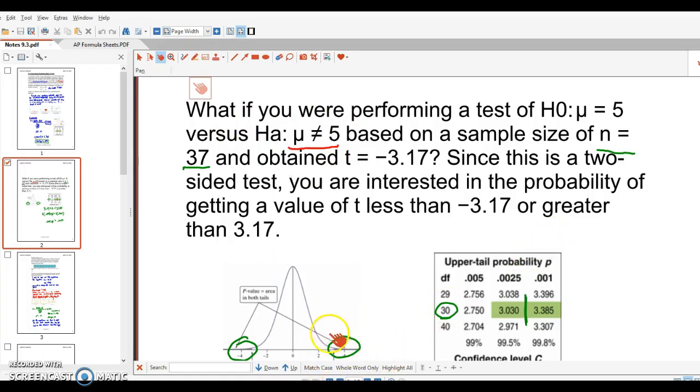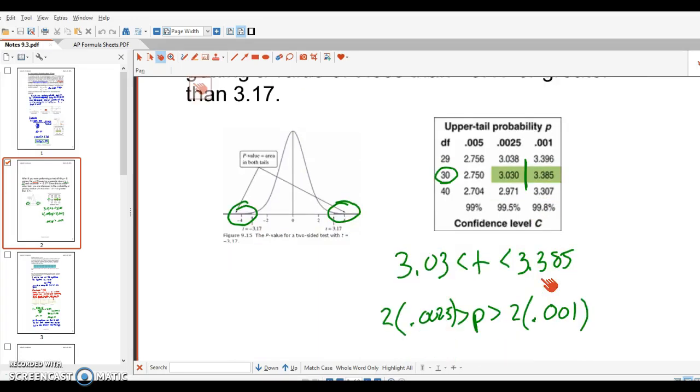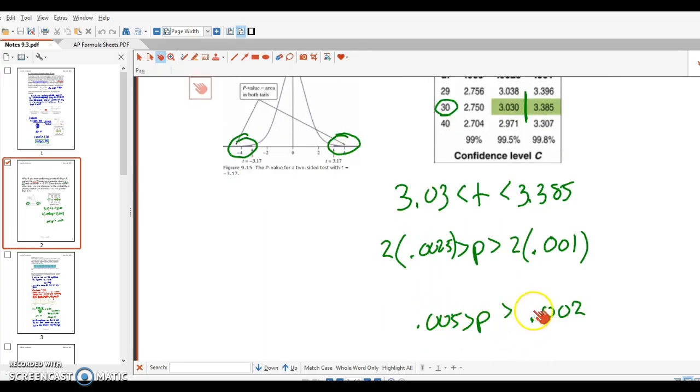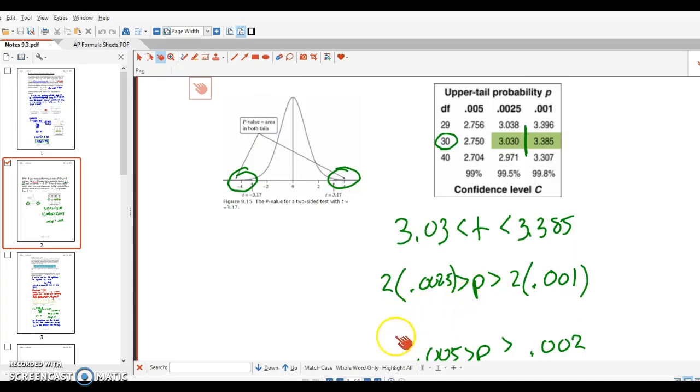So I would look up the t-value that I got, find the two numbers that it was in between, get the p-value from up at the top of the column, and then I would have to double it. So my true p-value is not in between 0.0025 and 0.001, it'd be between 2 times those two values. So it ended up being between 0.005 and 0.002. Still small enough for us to reject, but it is important to get the right p-value range if you're going to use the formula sheet as your method of obtaining the p-value.